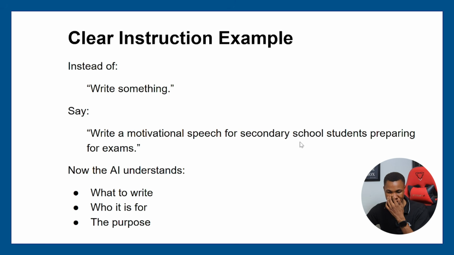But let's look at a clear instruction. Instead of saying "write something," you can say "write a motivational speech for a secondary school student preparing for exams." Now the AI understands what to write, what to do, who the audience is, and the tone and style of the write-up. Is that okay?